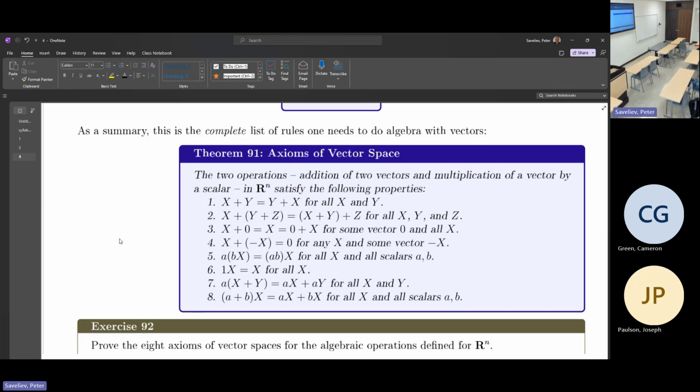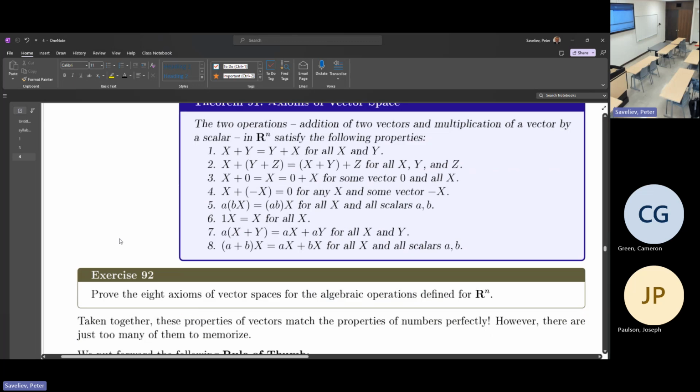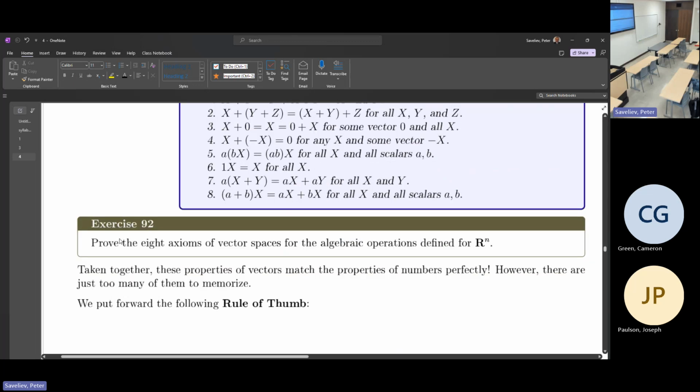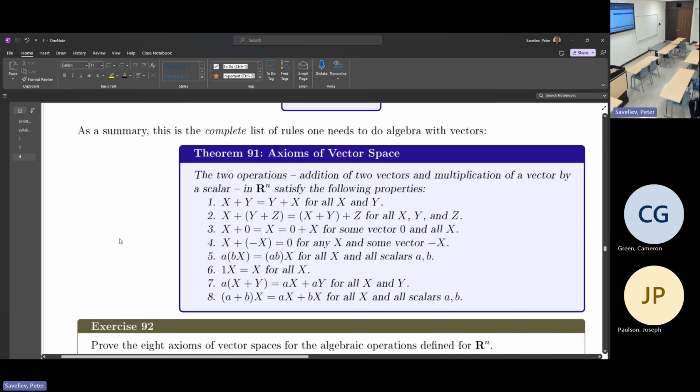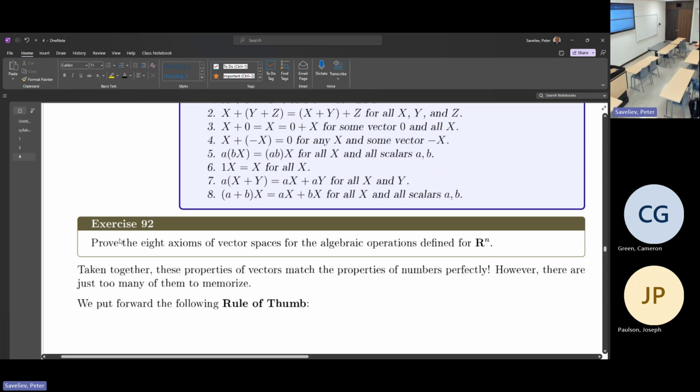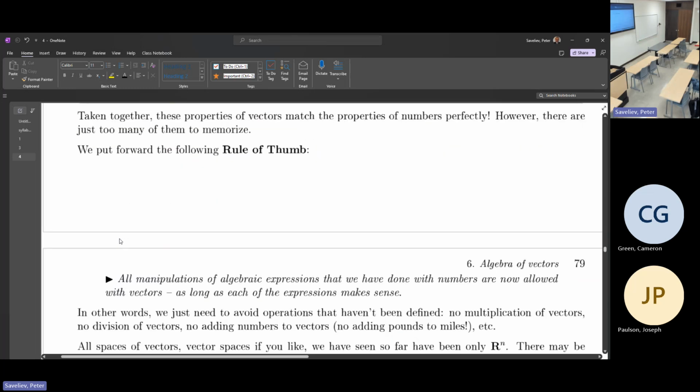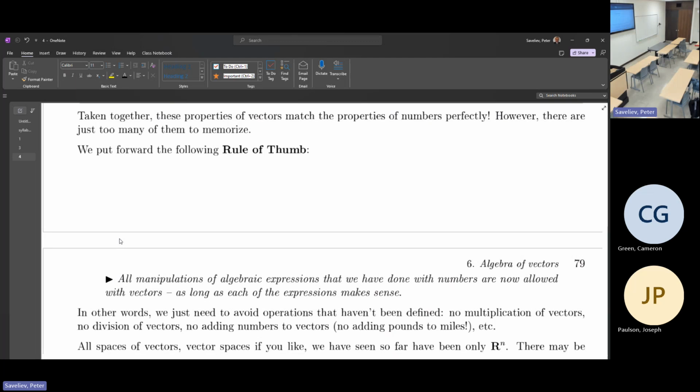Okay, so that's too many, and naturally it's pretty hard to remember, and you might throw in some more if you take a shortcut. Fortunately, there is a rule of thumb. You eventually learn how to use it. All manipulations of algebraic expressions that are done with numbers are now allowed with vectors, as long as each of the expressions makes sense.